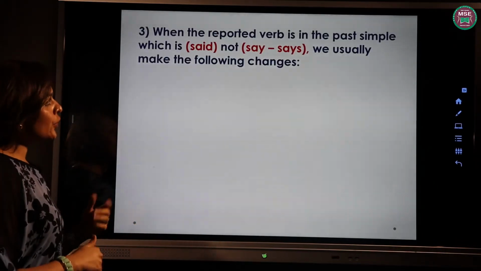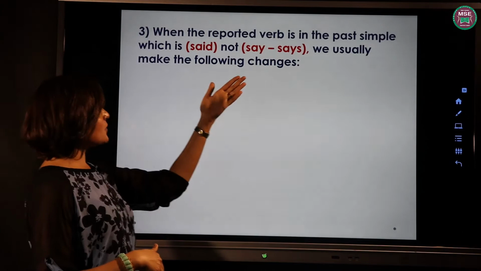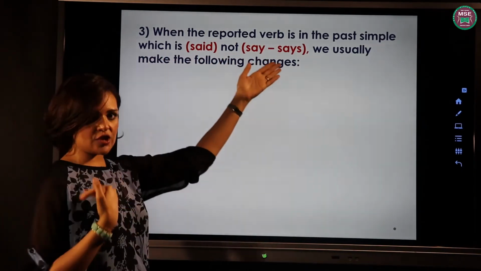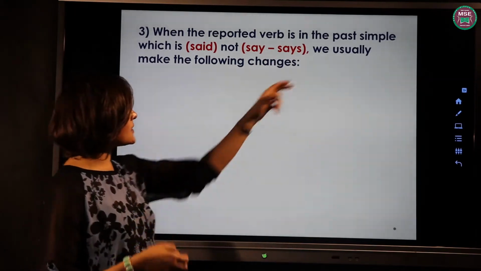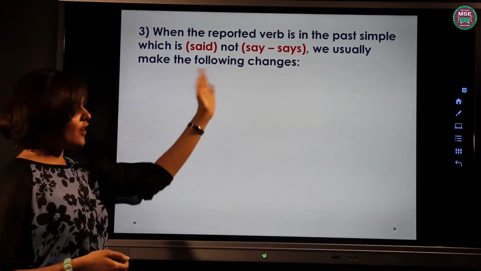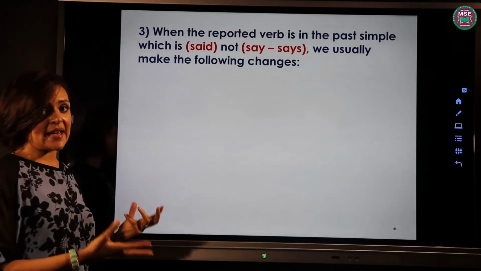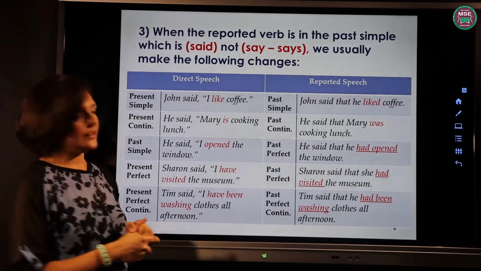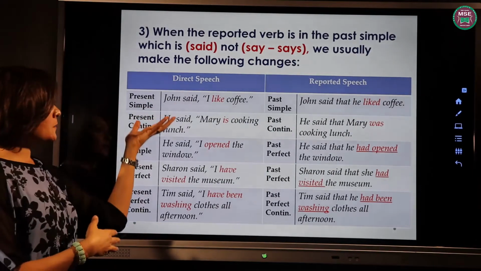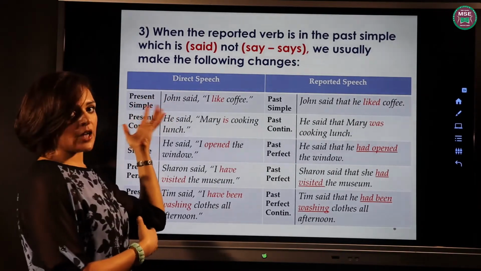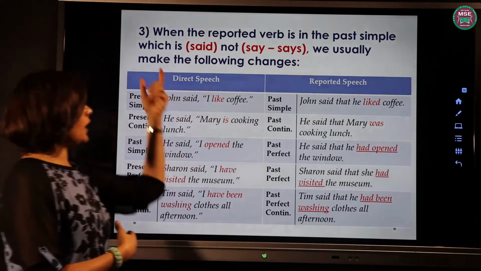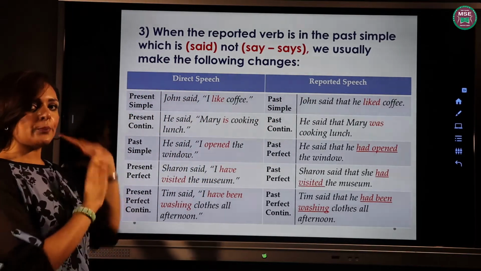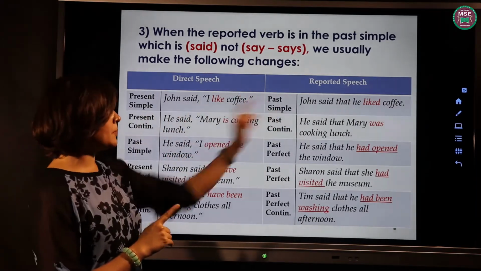When the reporting verb is in the past form, like "said" outside, not "say" or "says" outside the quotation marks, we usually make the following changes. Let's see the schedule that we have here to explain it very clearly. It's very different from direct to indirect. In this case, when I find "said" outside, if it's present simple, we push the tense to be past simple.